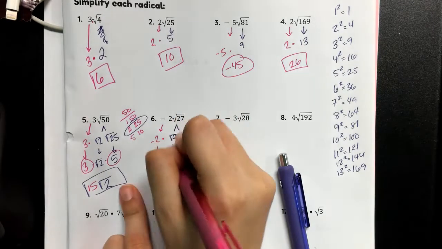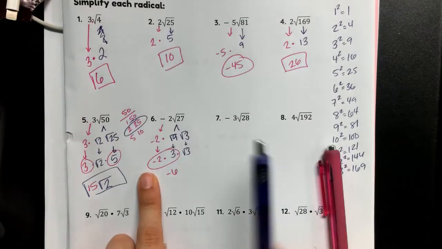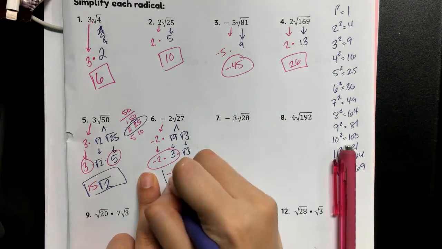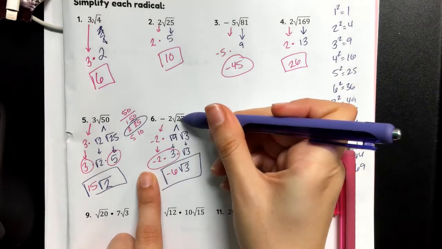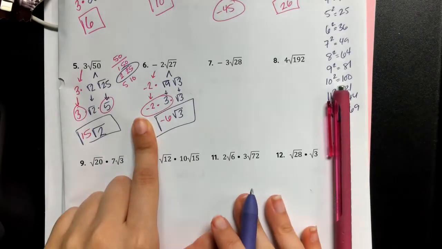Now here are my whole numbers. Negative 2 times 3, which is negative 6, times square root 3. And that's your answer. You could double check it, put this in your calculator, and then put this in your calculator, see if they give you the same decimal. But I'm going to start going a little bit faster.